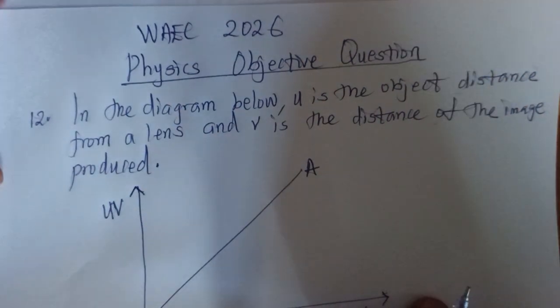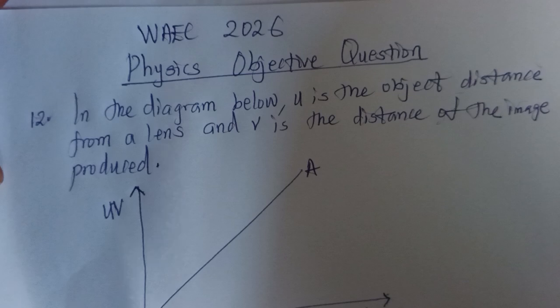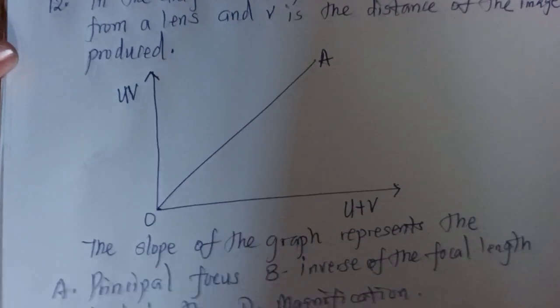WAEC 2026 physics objective question number 12. In the diagram below, use the object distance from a lens and find the distance of the image produced. And we have the diagram here.